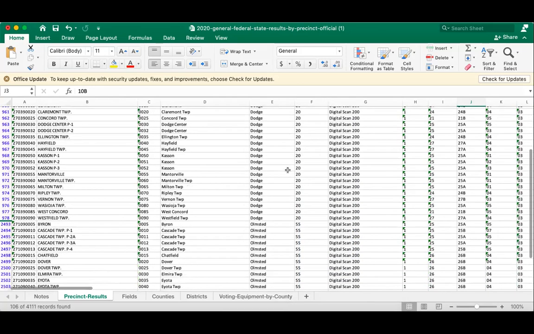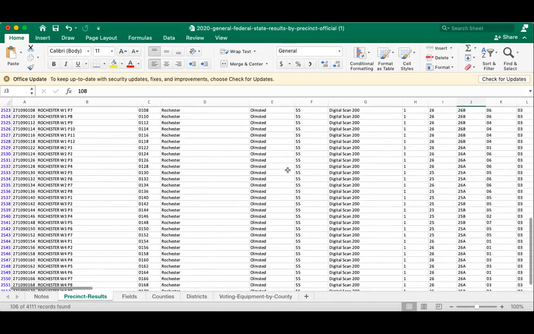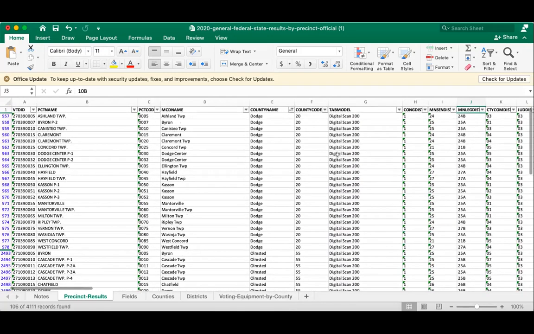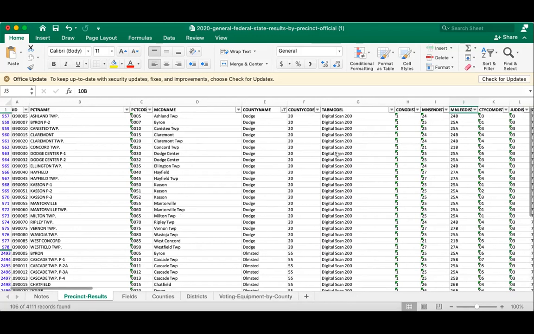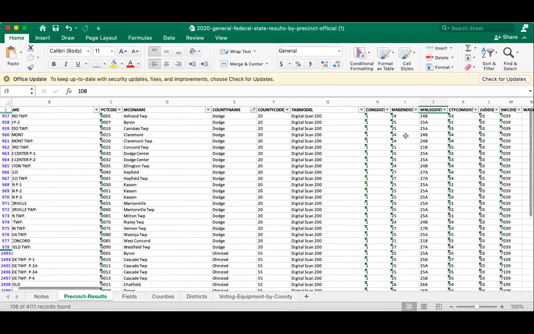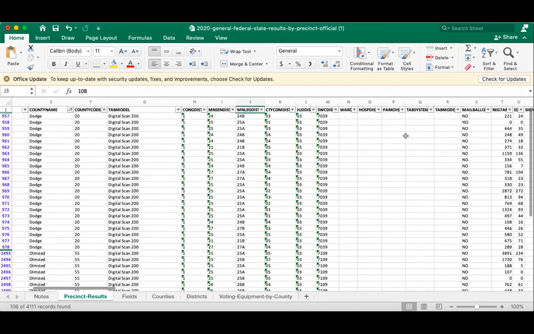And now I just have the precincts that are in those two counties. Within the Excel file is data on how many people were registered to vote as of 7 a.m. on election day, how many registered on election day, and how many total people voted. That is a little bit further to the right here.